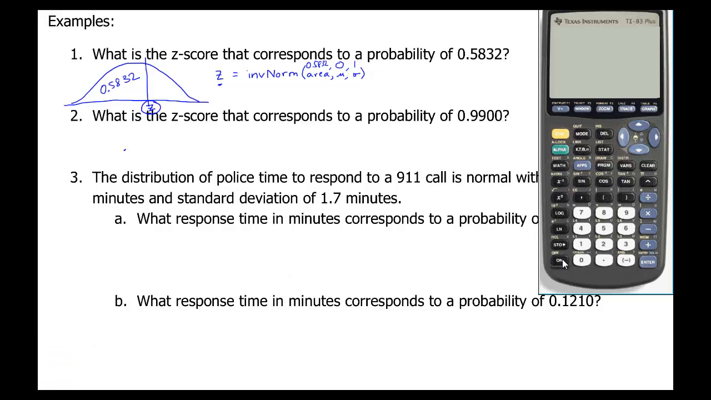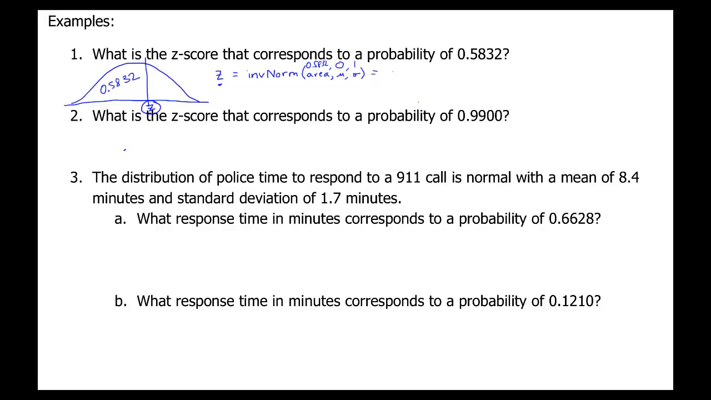So where we find this in the calculator is also in the distributions, so second bar is for distributions, and inverse normal is number 3. So we put in the area, 0.5832, and then if you leave the mean and standard deviation out, again it'll assume that the mean is 0 and the standard deviation is 1, but if you like to be in the habit of doing the same thing, you put your mean and standard deviation in there, and hit enter, and we get 0.21. So our z-score is 0.21.